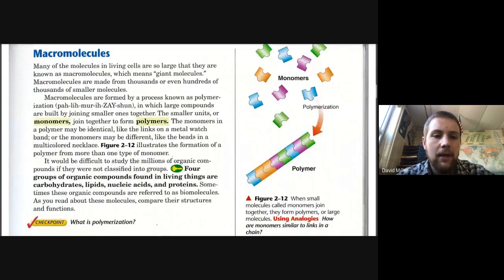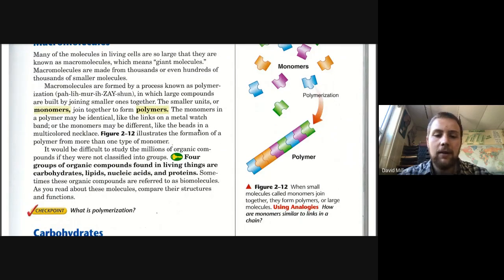Macromolecules. Many of the molecules in living cells are so large that they are known as macromolecules, which means giant molecules. Macromolecules are made from thousands or even hundreds of thousands of smaller molecules. Macromolecules are formed by a process known as polymerization, in which large compounds are built by joining smaller ones together. The smaller units or monomers join together to form polymers.